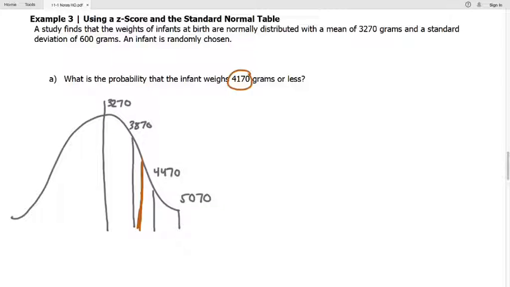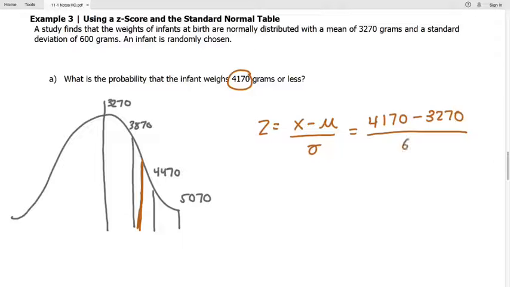It's not perfect. So what we're going to do is use that table of values, that standard normal table, by calculating the z value first. So the equation was take x, subtract the mean, divide by the standard deviation. That is going to look like this. Our value of x is 4,170. We are subtracting the mean, which is 3,270, and we are dividing by 600, the standard deviation. That gets us a z value of 1.5.